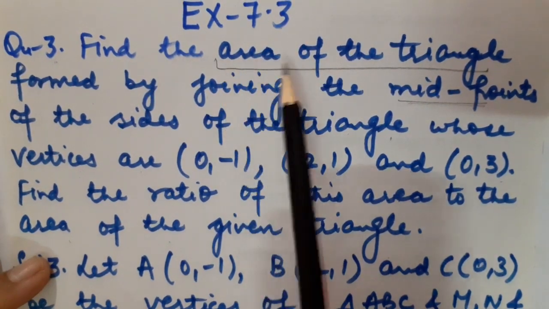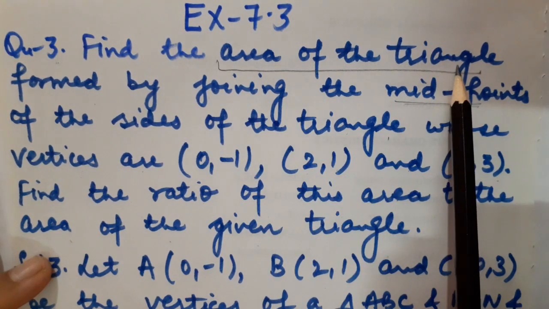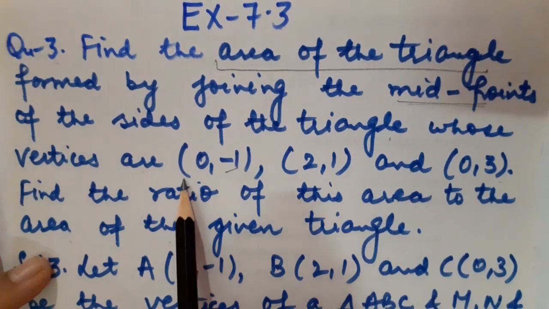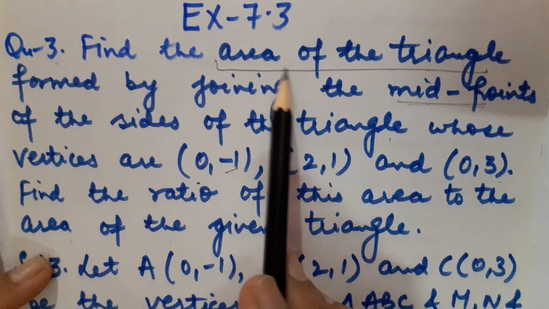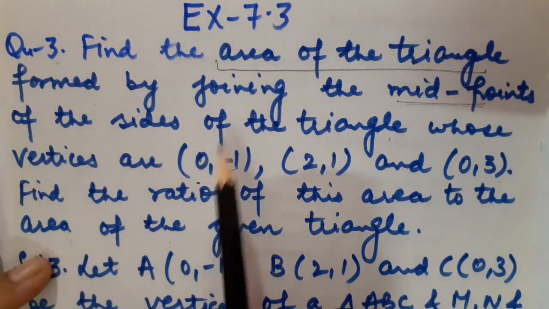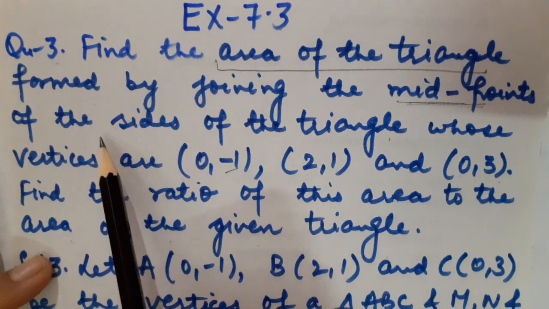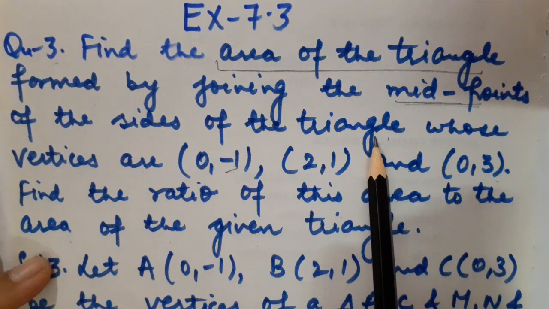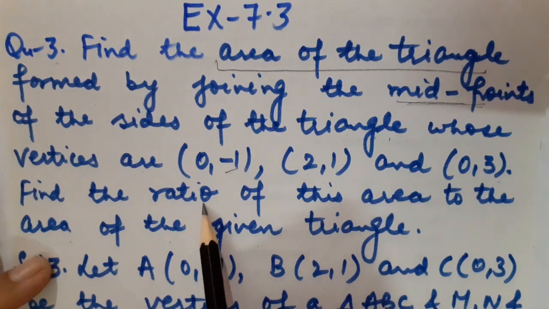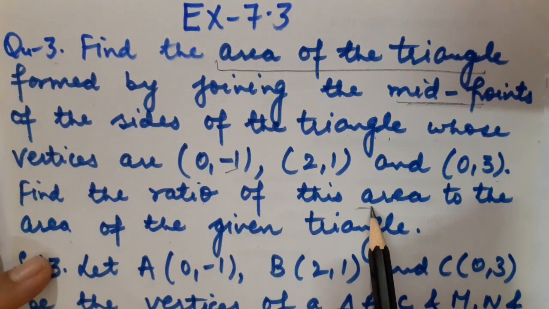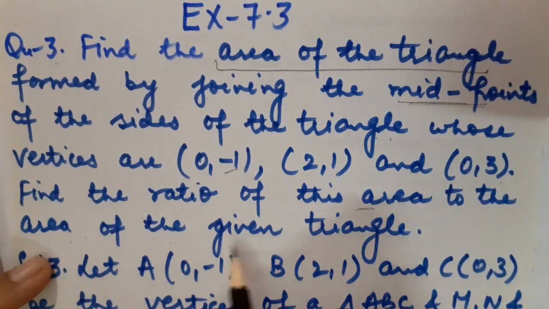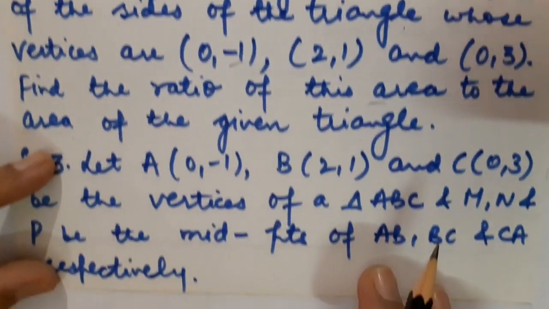What we have to do, children, in this question? First of all, we will have to calculate the area of the triangle whose vertices' coordinates I will be having, using that formula which I have just made you recall. After that, we will have to join the midpoints of the sides of the triangle. Then we will see which figure is going to be formed, and then ultimately we will have to find the ratio of the area of that figure, made when we join the midpoints of the sides of the triangle, to the area of the given triangle. Okay, so let us start.